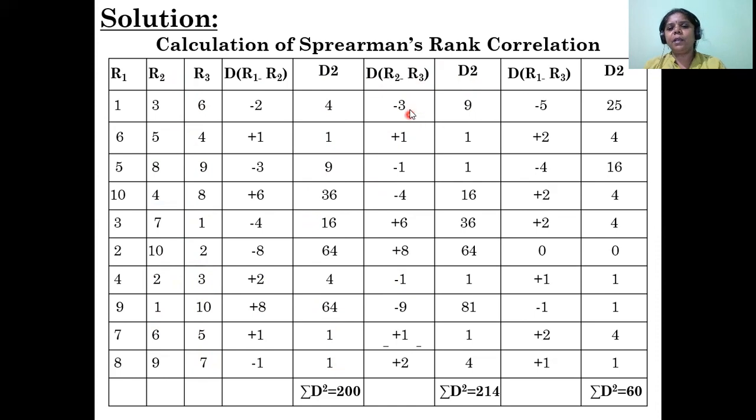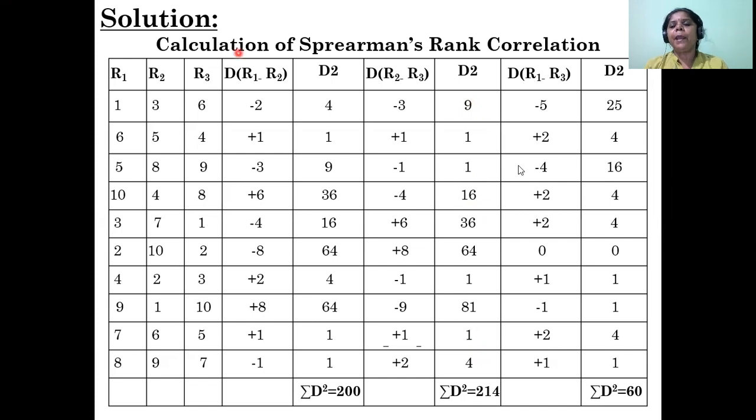D square is 3 3s are 9, 1 1s are 1, 1 1s are 1, 4 4s are 16, 6 6s are 36, 8 8s are 64, 1 1s are 1, 9 9s are 81, 1 1s are 1, 2 2s are 4. If you make it as square, you get the D square.